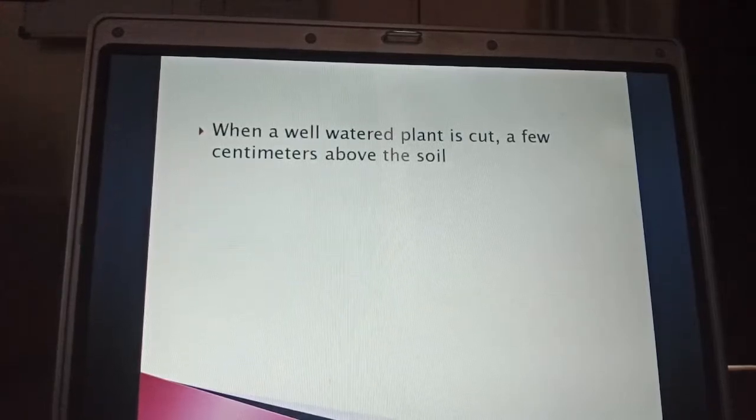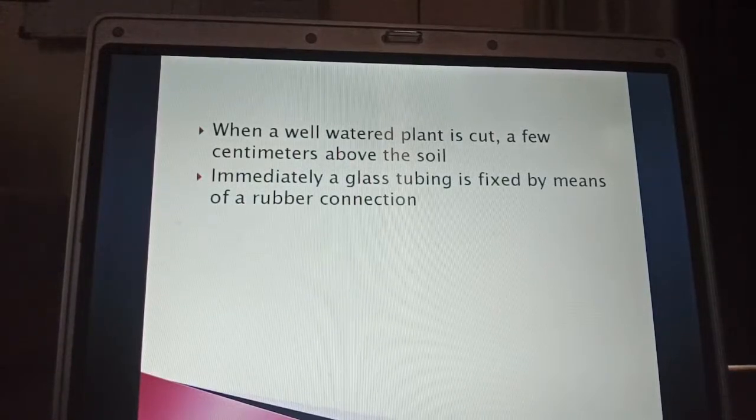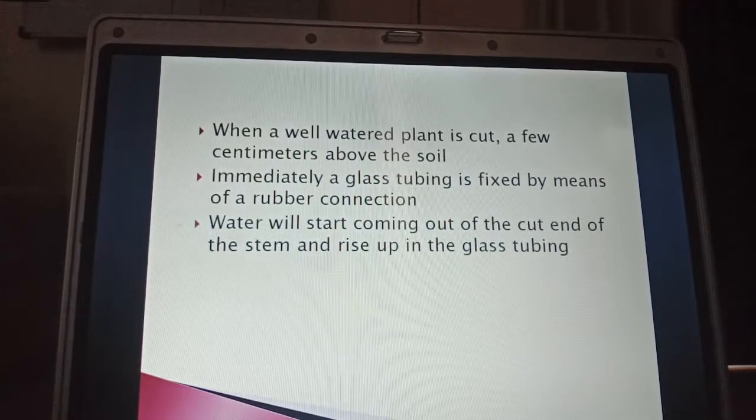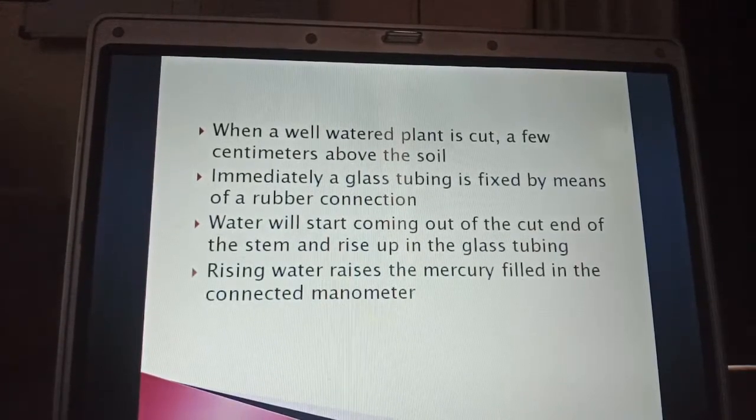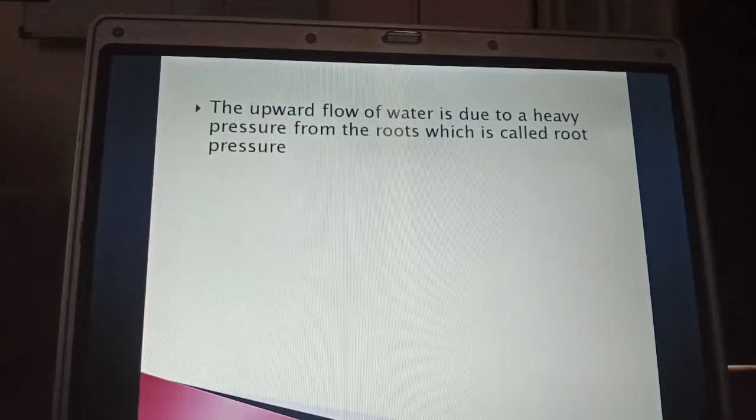When a well-watered plant is cut a few centimeters above the soil, immediately a glass tubing is fixed by means of a rubber connection. Water will start coming out of the cut end of the stem and rise up in the glass tubing. Rising water raises the mercury filled in the connected manometer. The upward flow of water is due to heavy pressure from the roots, and this pressure is called root pressure. Let's see the definition of root pressure.